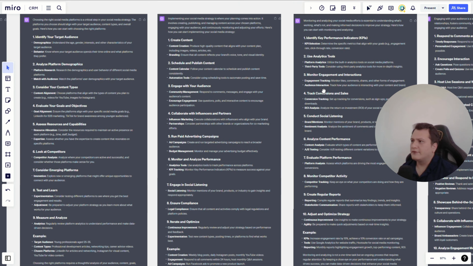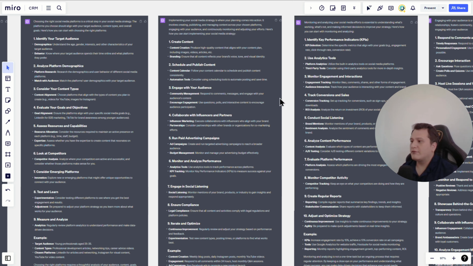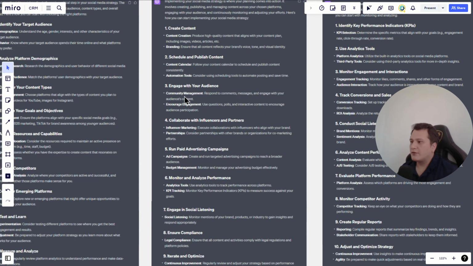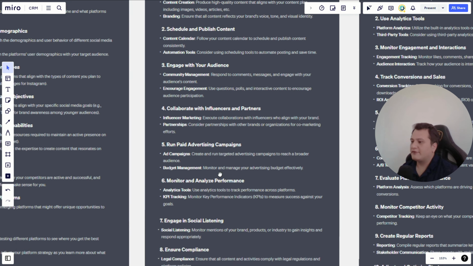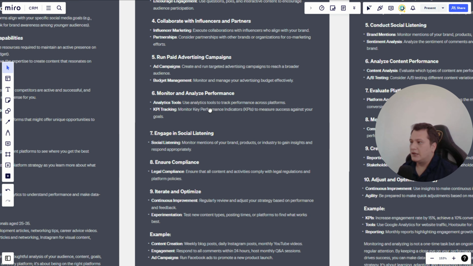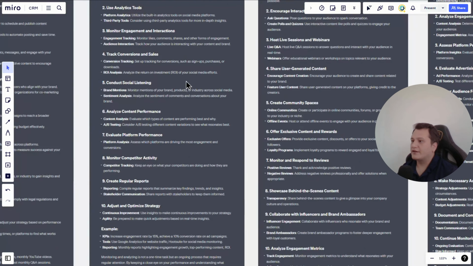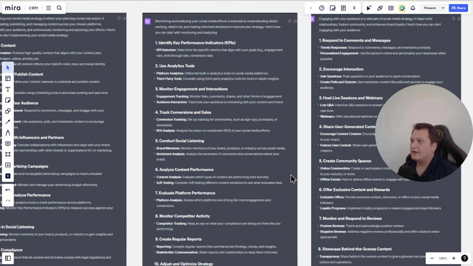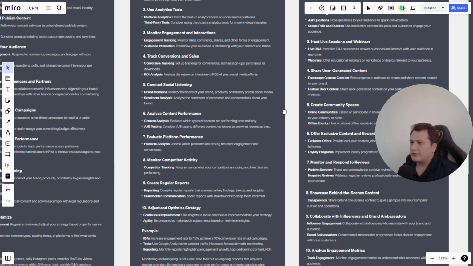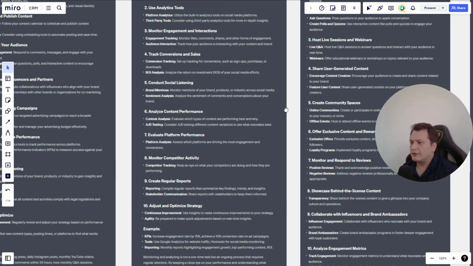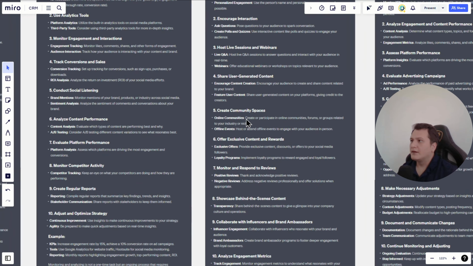Then we move to the important phase, creation and implementation, where we publish our content, engage with our audience, collaborate with influencers, and run paid advertisement. That's another thing. Do social listening and iterate the process. Same things: KPIs, analytics, social listening, evaluate, monitor.